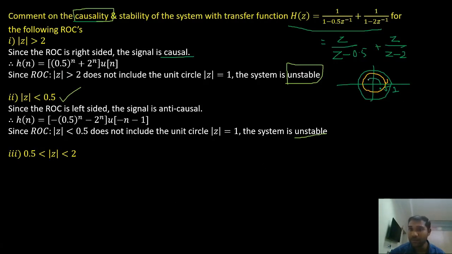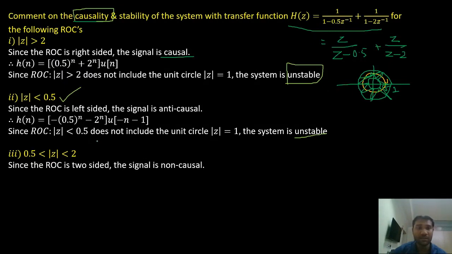Now for the third and final ROC, this is the 0.5 circle and this is the 2 circle. My mod z is in between 0.5 and 2. That means it is here, in between 0.5 and 2. So the ROC is two-sided and the signal is non-causal. The corresponding h of n will look like this.